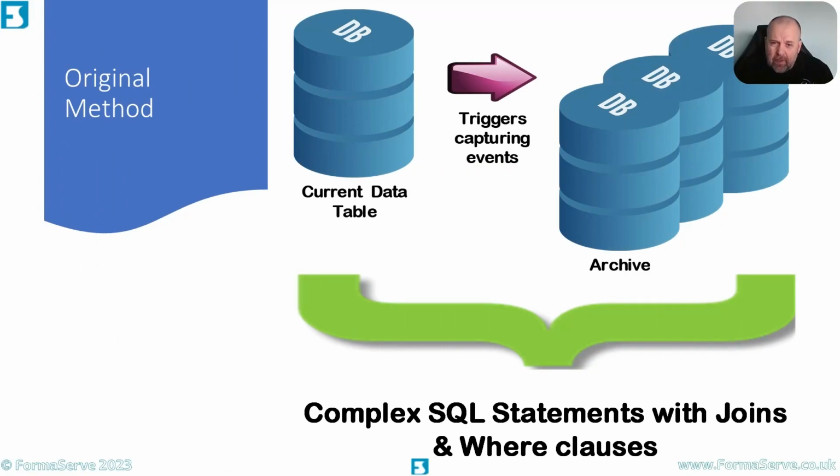Can be done. A lot of work, a lot of effort. Our database table in the middle there would have triggers that fire off events to the archive tables. Then trying to retrieve it, again, very difficult. Complex SQL with joins was the only way we could get the data back. Temporal has solved all these problems.